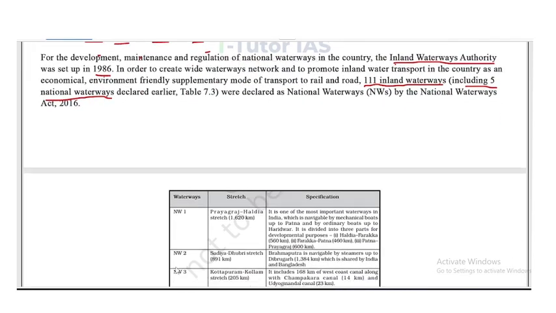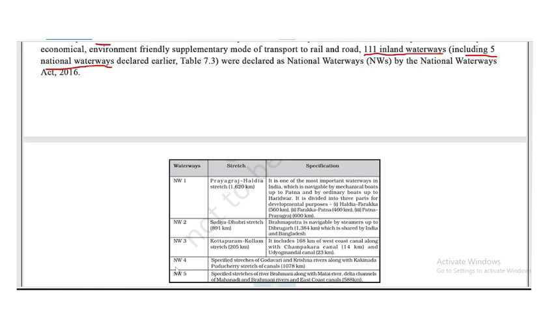Now look at this. National Waterway 1, that's the Prayagraj Haldia stretch. It's one of the most important waterways in India, which is navigable by mechanical boats up to Patna and by ordinary boats up to Haridwar. It is divided into three parts for developmental purposes: Haldia Farakka, that is 560 km, then Farakka Patna, and finally Patna Prayagraj.